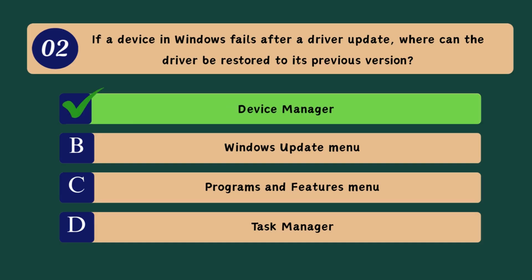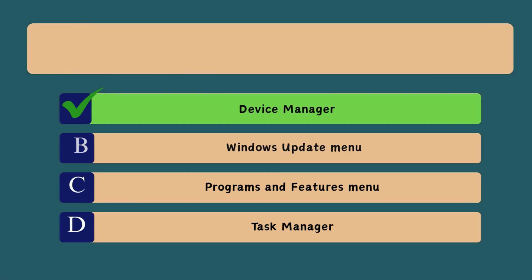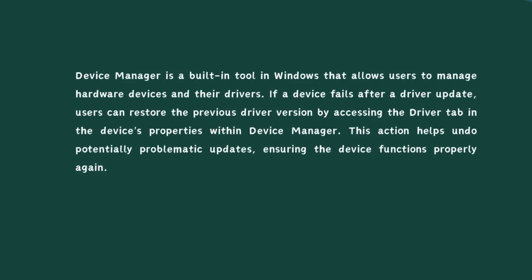Correct answer: A. Device Manager. Device Manager is a built-in tool in Windows that allows users to manage hardware devices and their drivers. If a device fails after a driver update, users can restore the previous driver version by accessing the Driver tab in the device's properties within Device Manager. This action helps undo potentially problematic updates, ensuring the device functions properly again.